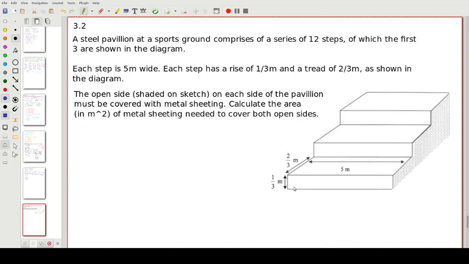Now each step is 5 meters wide. Each step has a rise of 1/3 of a meter, that one, and a tread of 2/3. So the tread is where you step on, 2/3 of a meter, as shown in the diagram. The open side, which is shaded on the sketch, so that means this part, and on the other side as well. We just can't see the other side.